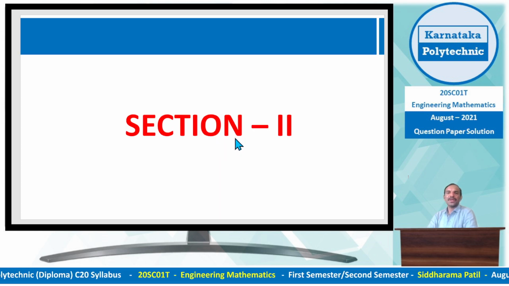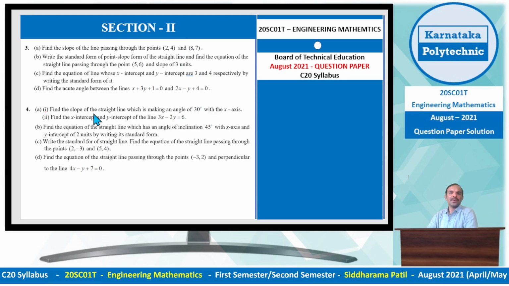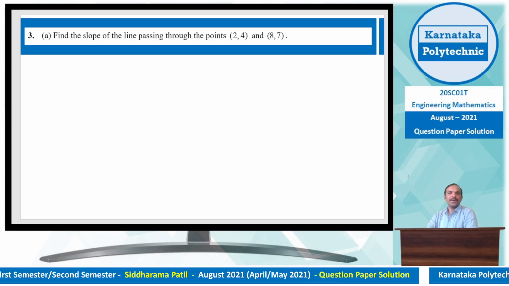Coming to section 2, there are 2 questions, question number 3 and question number 4. Question 3 has 4 sub questions, and question 4 also has 4 sub questions. We are going to see them one by one. Let us start with question number 3a.